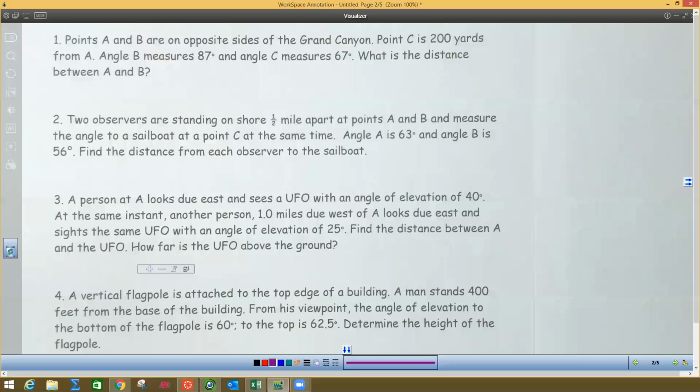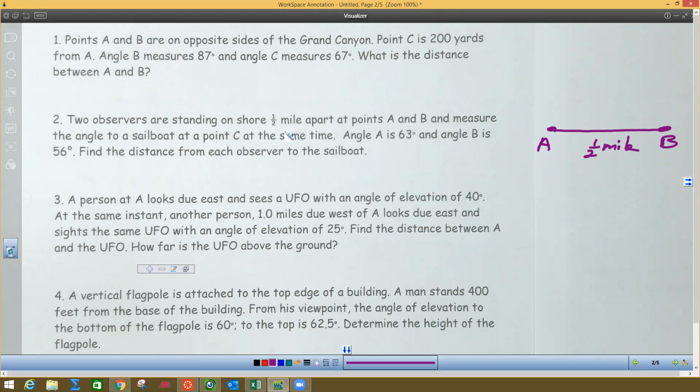All right, so number 2 says we got 2 observers that are standing on a shore a half mile apart at points A and B. So we're going to draw. Point A is one person. Standing down the shoreline somewhere down here is person B. And we know this is 1/2 mile. If you want to put 0.5, you can. They're half a mile apart.